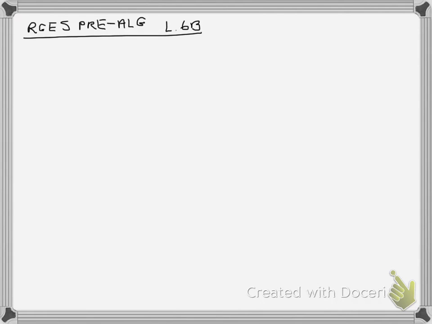Welcome to Rges Pre-Algebra. This is Lesson 6B, and we'll be working with lessons in the book 129 through 131. So 129 has to do with solving ratio problems.